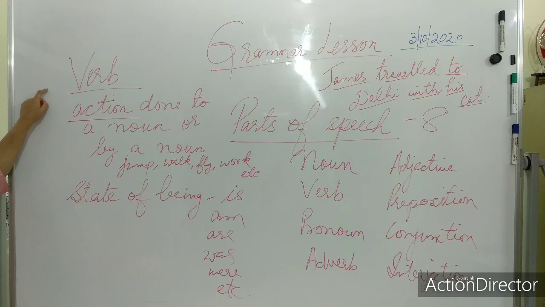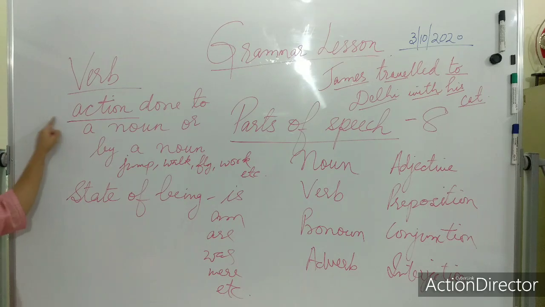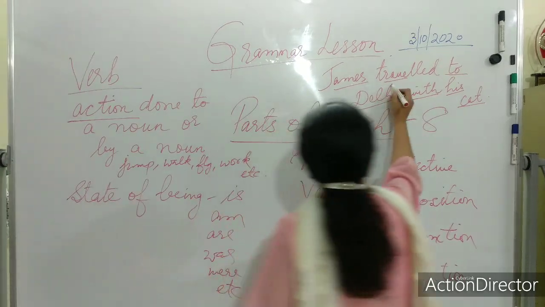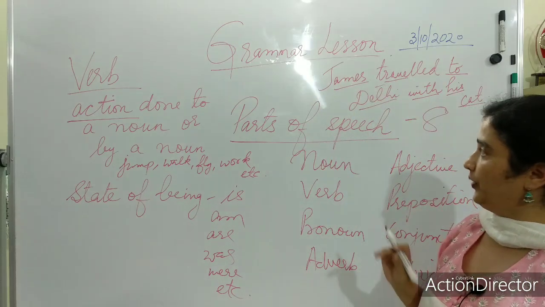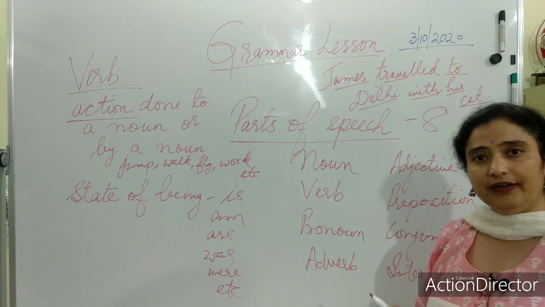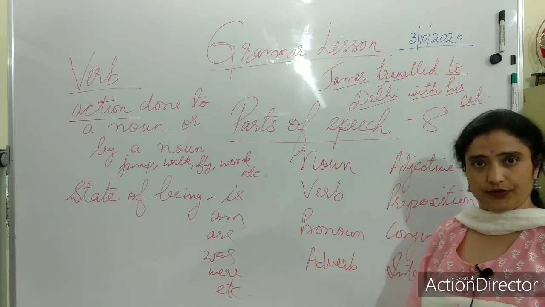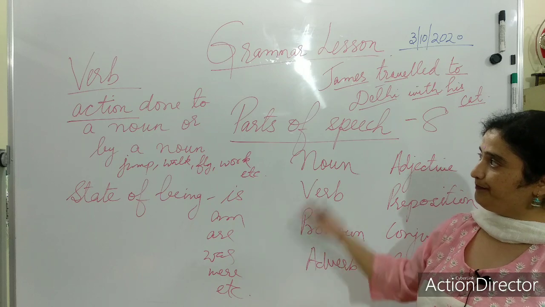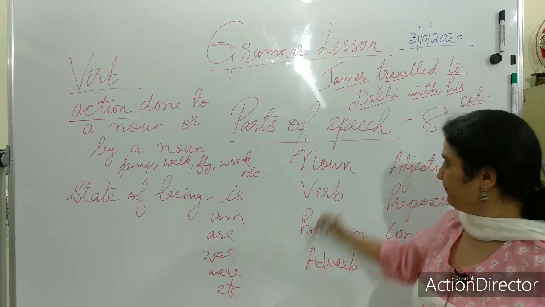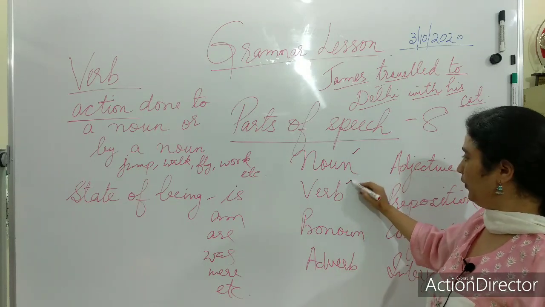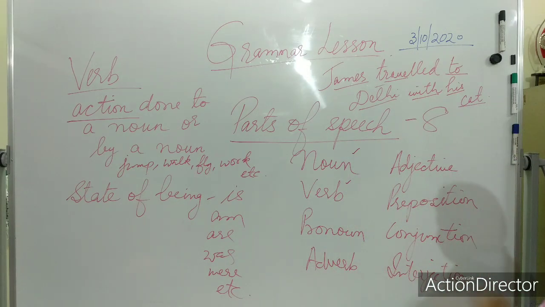वर्ब को क्या बोलते हैं हम? क्रिया. जो काम संज्ञा करता है उसको हम क्रिया बोलते हैं. Right? So, verb is telling you the action that is being done by the noun. This is all you have to remember as far as verb is concerned. Action as well as state of being. Noun, thing. Verb, action.